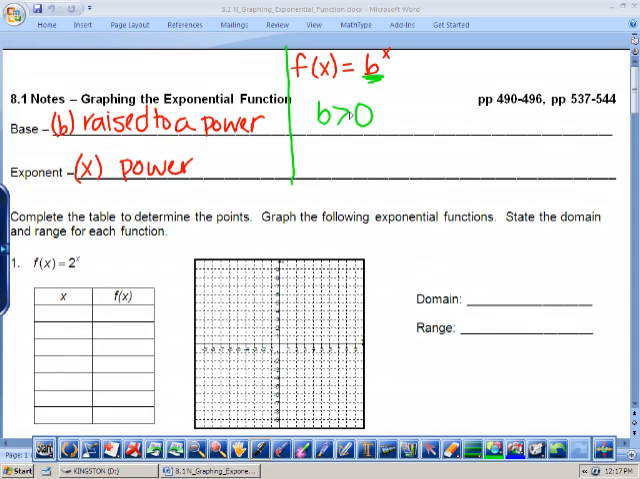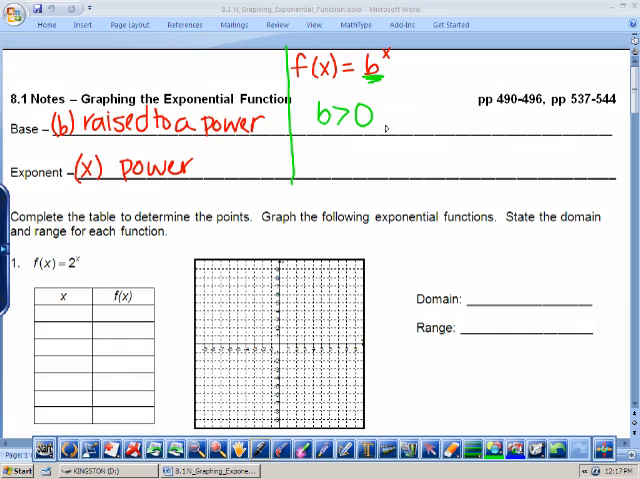Let's talk about why. Think in your head for a moment if B was negative 2. What's negative 2 to the first power? Negative 2. What's negative 2 squared? Positive 4. What's negative 2 cubed? Negative 8. What's negative 2 to the fourth? Positive 16. So do you see how it would keep going up and down, positive, negative? So we couldn't get a smooth exponential curve, which is why your B value could never be negative.